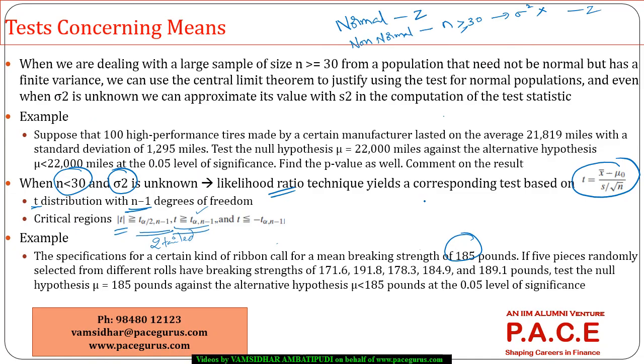Test the null hypothesis mu equal to 185 against the alternate hypothesis mu less than 185, which means it's a one-tailed test. So I have to compare whether my t value is less than or equal to minus t alpha with n minus 1 degrees of freedom. In this case, n minus 1 is 4 degrees of freedom.